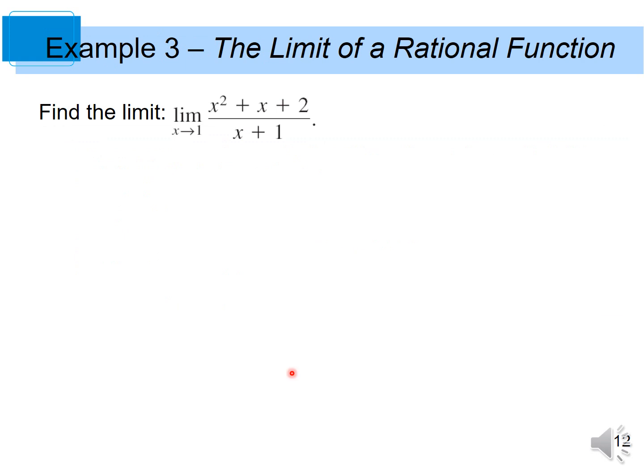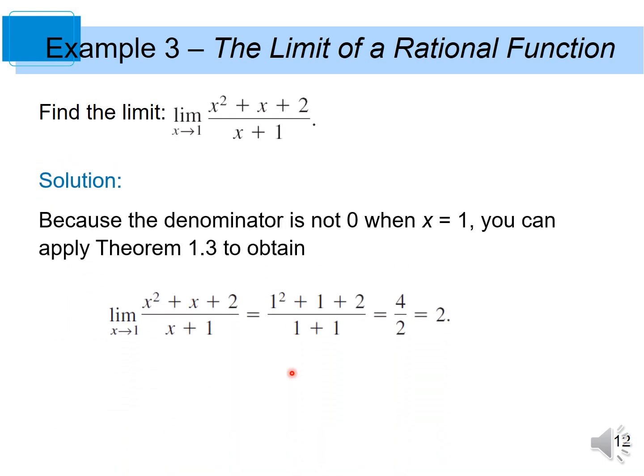Look at this example. Find the limit. The limit of x squared plus x plus 2 over x plus 1 is a rational function. Because the denominator is not equal to 0 when x equals 1, you can apply Theorem 1.3. You directly substitute x equal to 1, so the limit is 2.